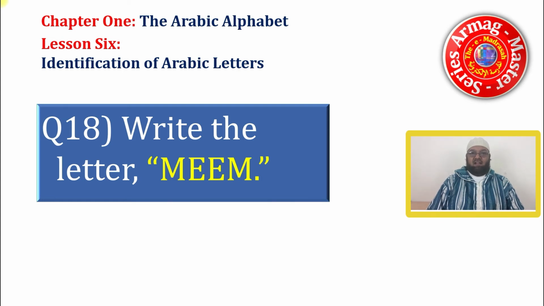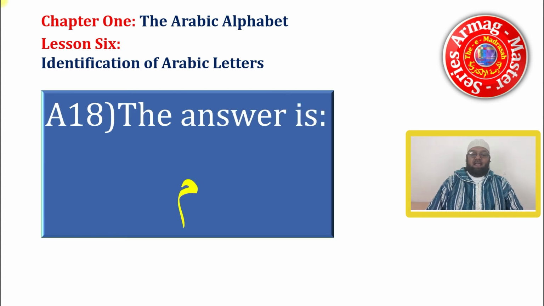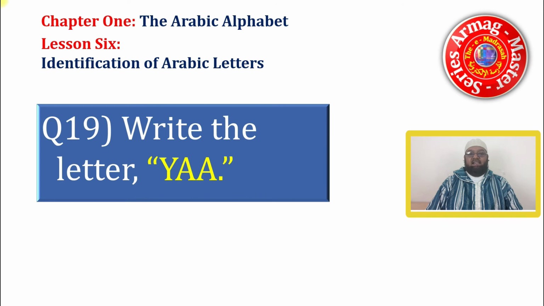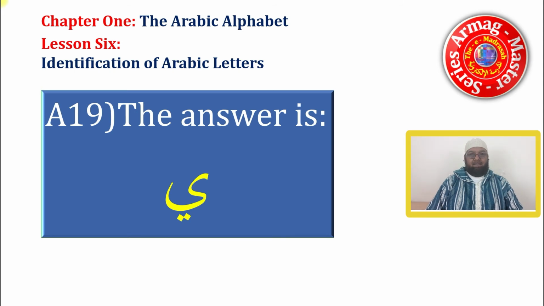Okay, so now let's check the answer and see if your answer is correct. So the letter MEEM is written like this. So that is MEEM. So let's see if your answer is correct or not. Okay, now let's look at question 19. 19 is write the letter YA. Okay, now let's check your answer. So the letter YA is written like this. Check your answer on your paper and the one on the video and see if it is correct.